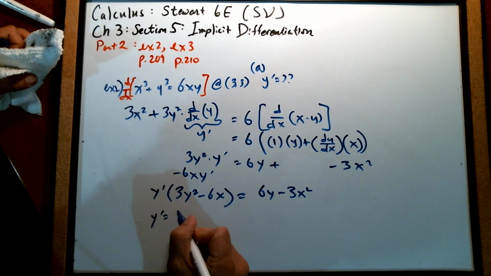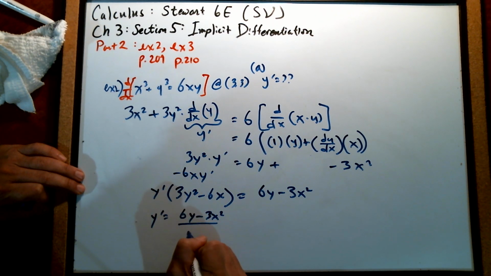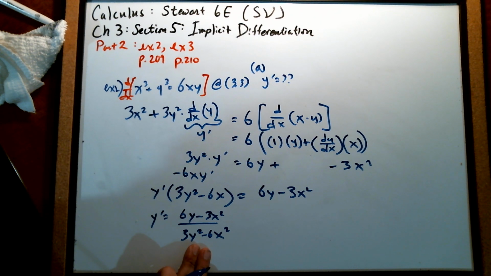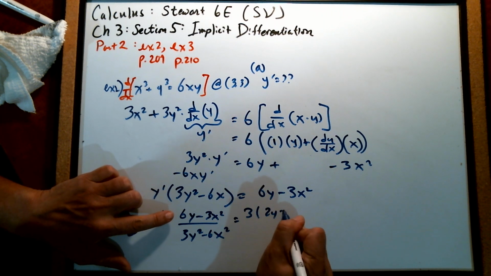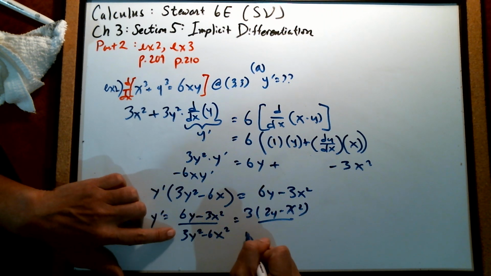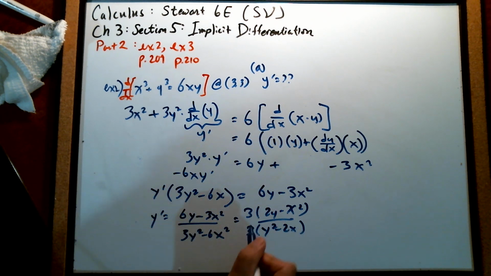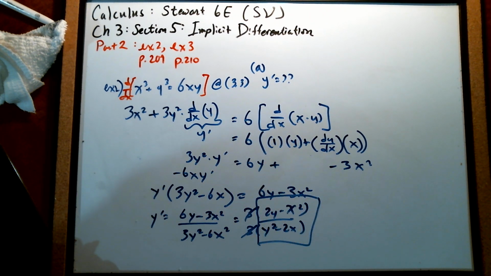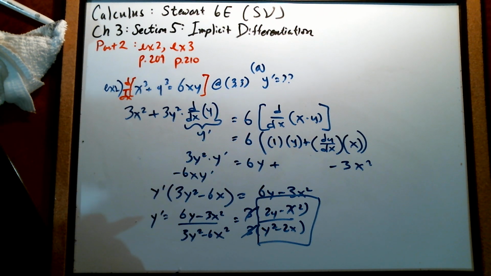So y prime is equal to 6y minus 3x squared all over 3y squared minus 6x. You can actually clean this up a little bit if you want. Factor out a 3, you end up with 2y minus x squared. Factor out a 3 here, you end up with y squared minus 2x. Cancel those out, and you end up with this as your answer for part A. Almost. You want to find the slope at 3 comma 3.